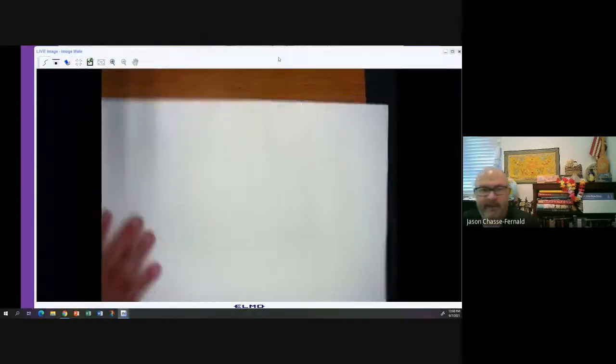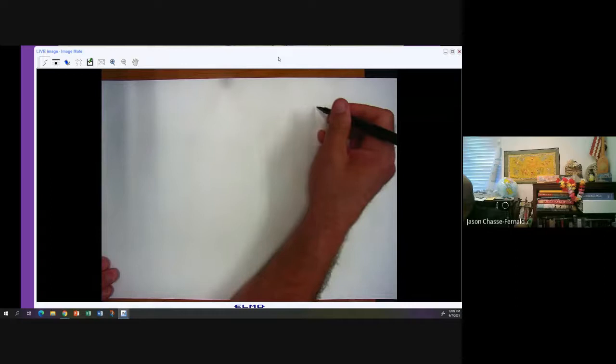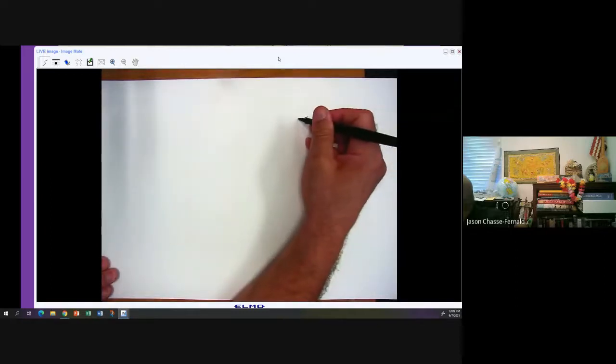You're going to need a piece of paper. And like we've done before with these maps, I created a Google Classroom so that you can upload a picture of your map to it. So let's do this. A map of Africa. Let's start here.